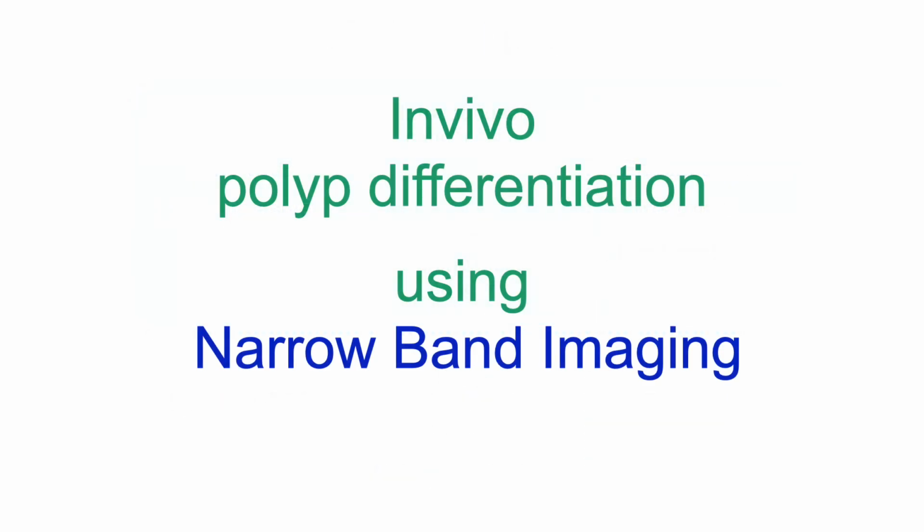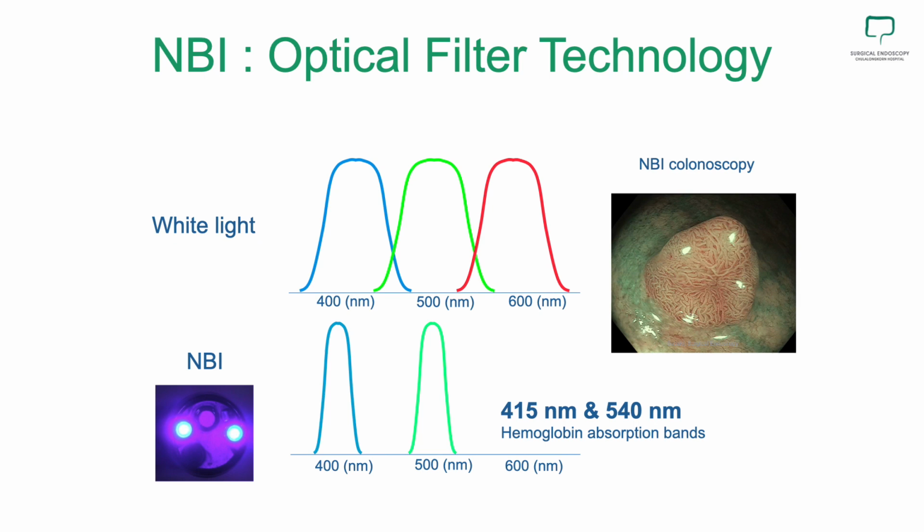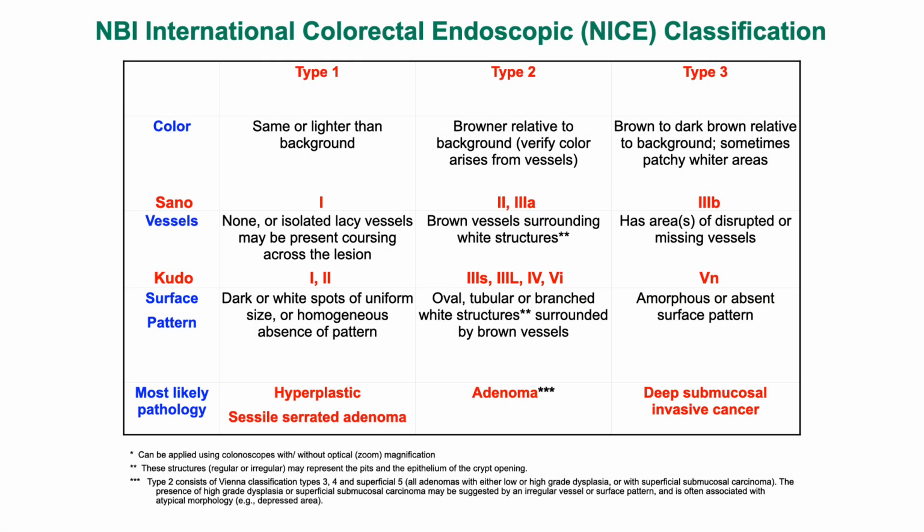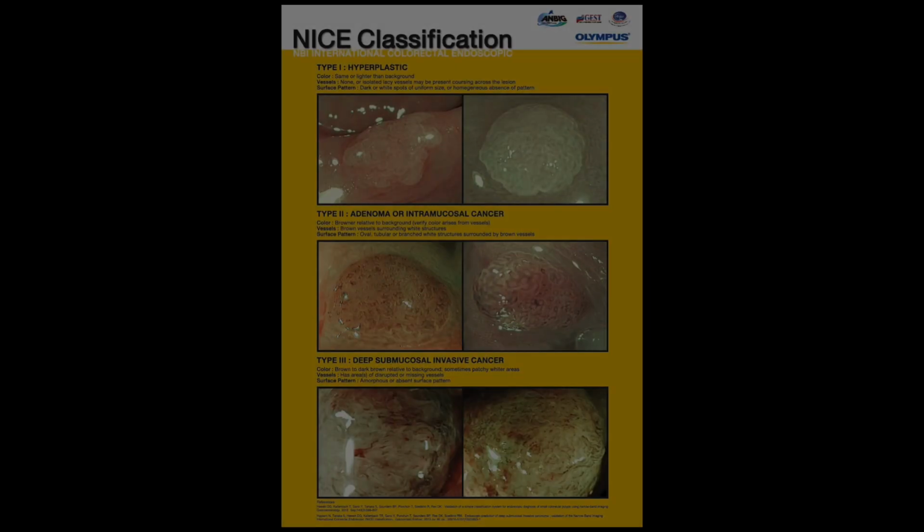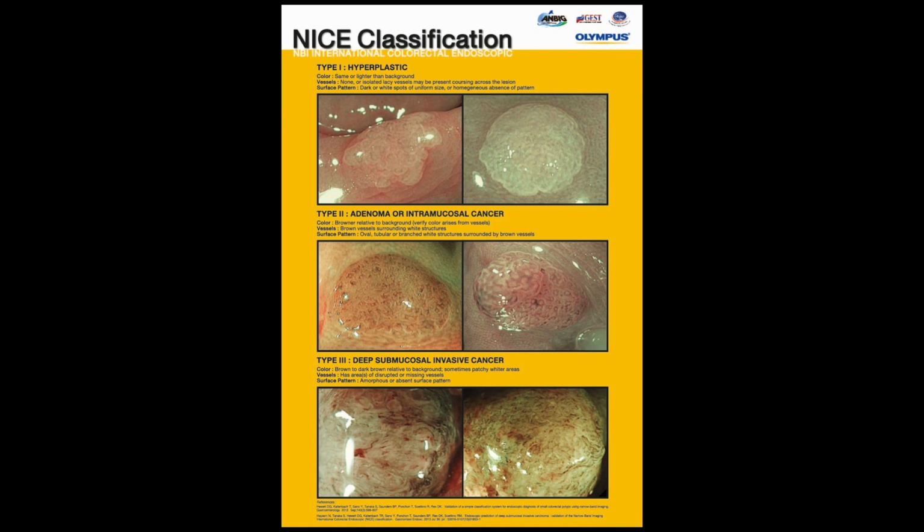Endoscopists can differentiate lesions in vivo by using NBI, or narrow band imaging, as image-enhanced endoscopy. NBI is an optical filter technology which changes the wavelength from white light to blue and green, which hemoglobin absorbs, and we can see the superficial vascular pattern and surface structure. We use the NICE classification to classify polyps and design proper treatment. In the NICE classification, we look at the color, vascular pattern, and surface pattern of the polyp. These are examples of NICE classification in our patients.